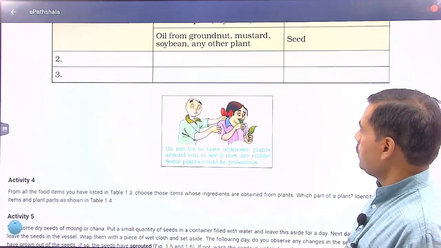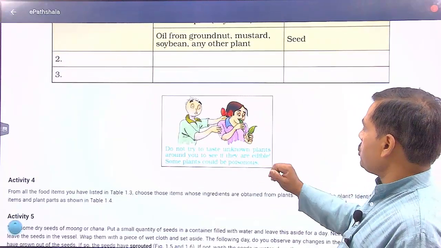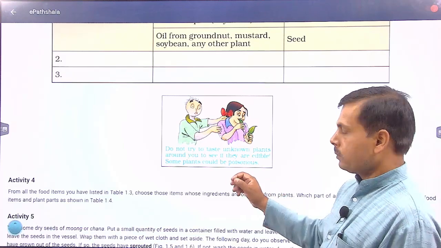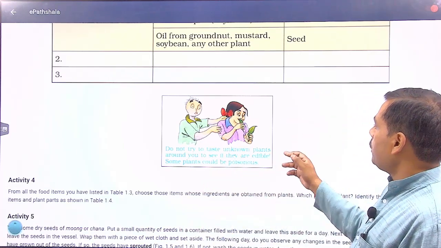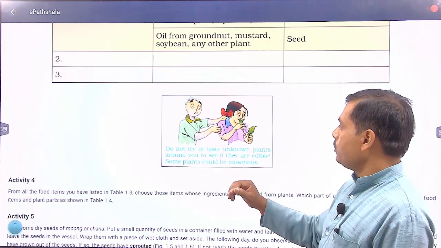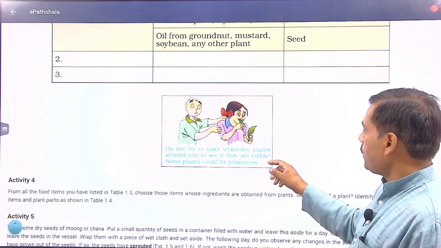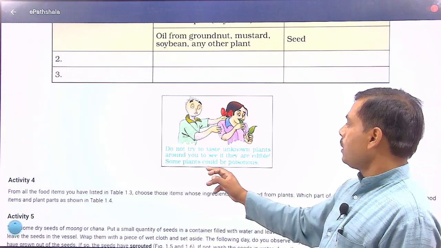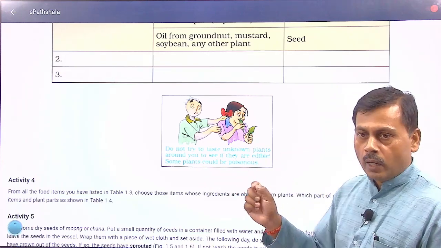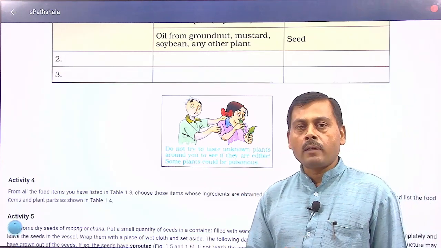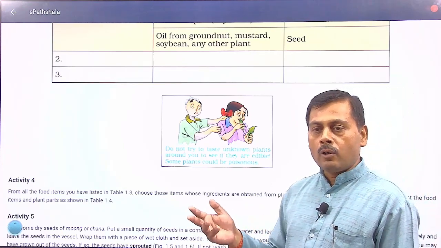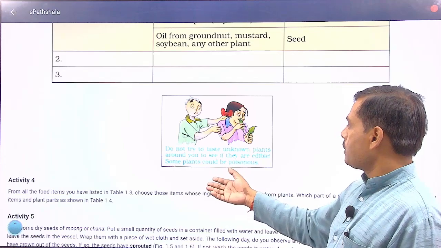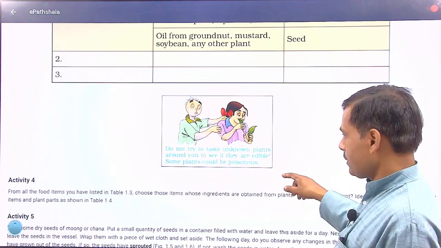Do not try to taste unknown plants. It is the most important thing. Do not try to taste unknown plants around you to see if they are edible, because some plants could be poisonous. Please do not taste all the plants around you, because some are poisonous.